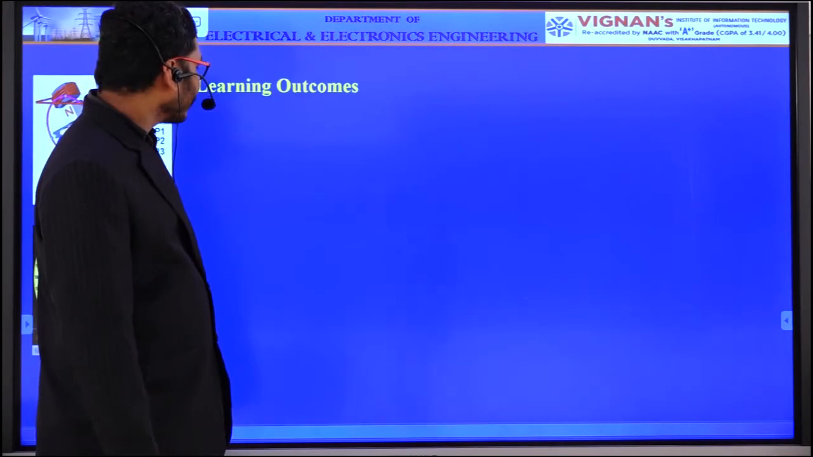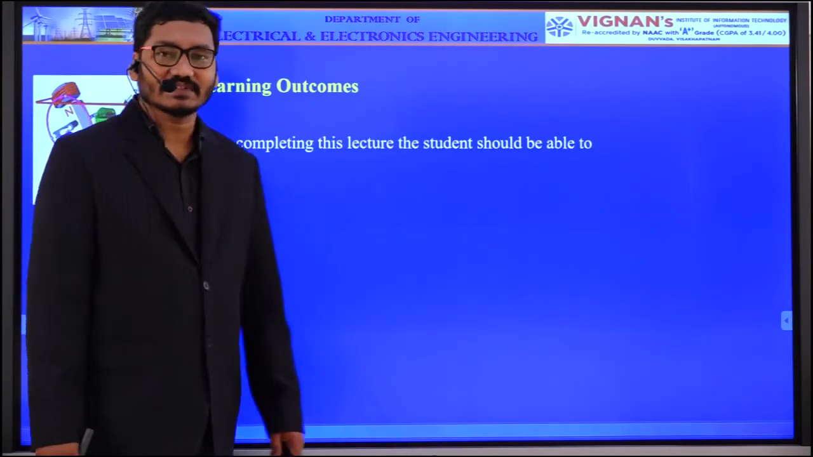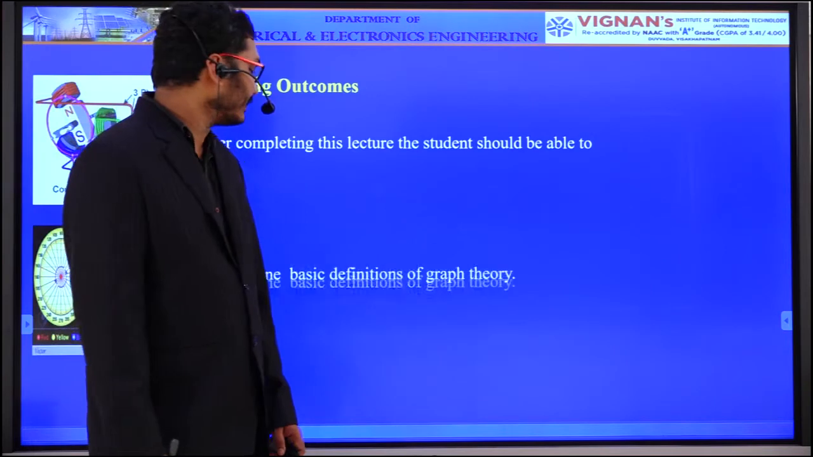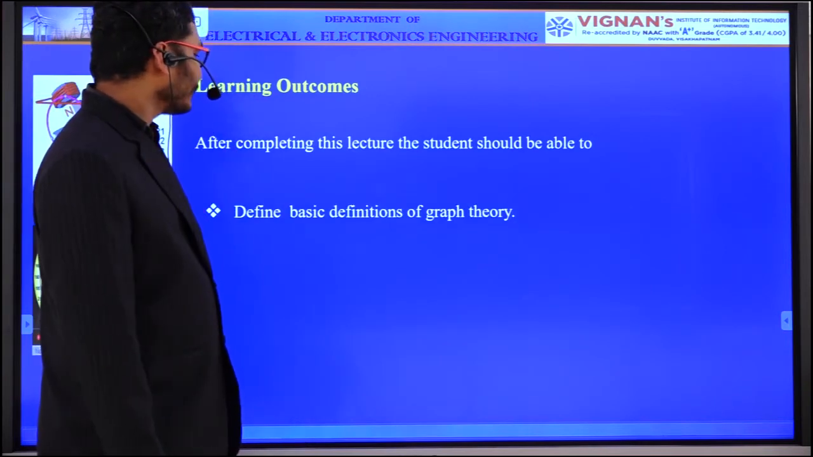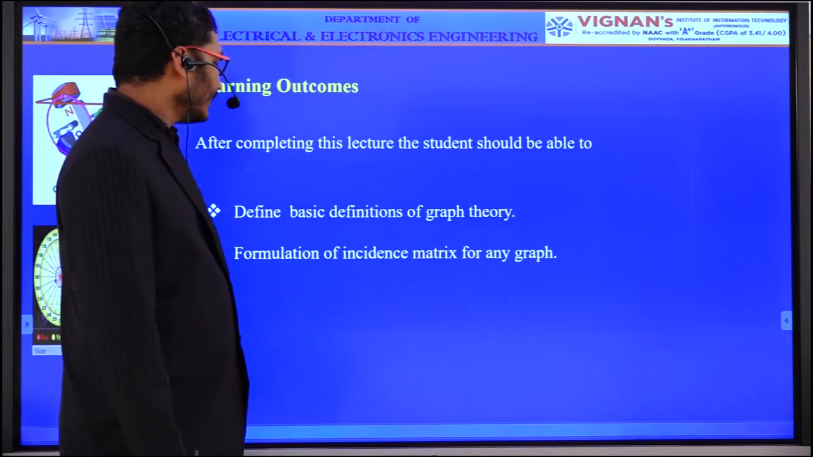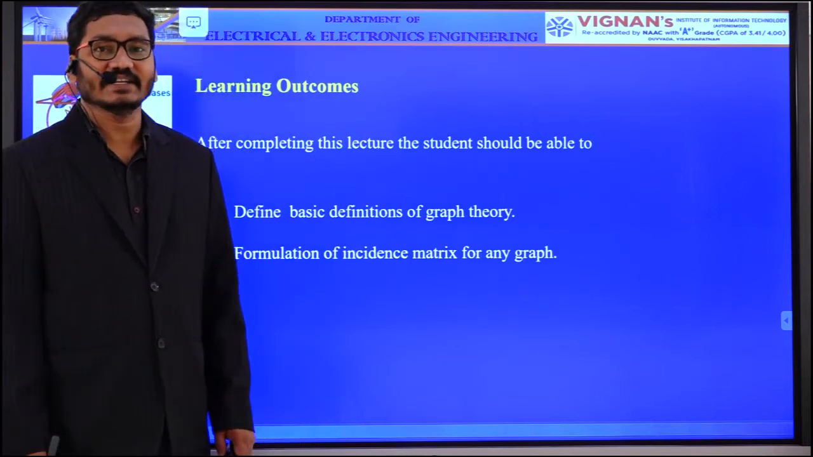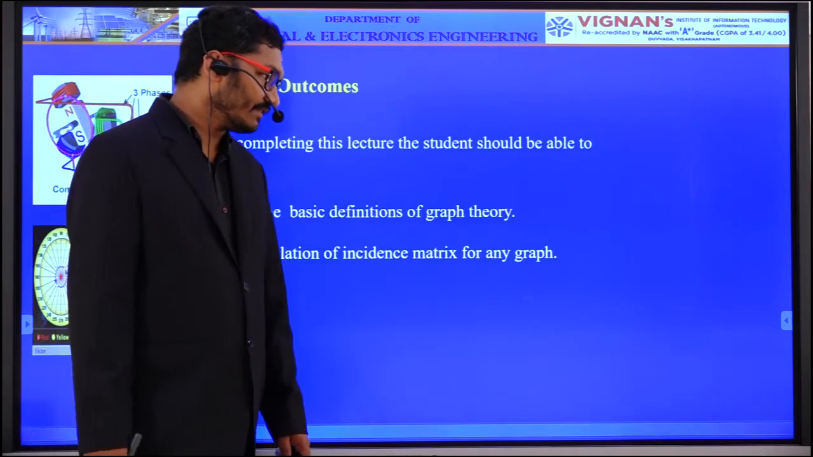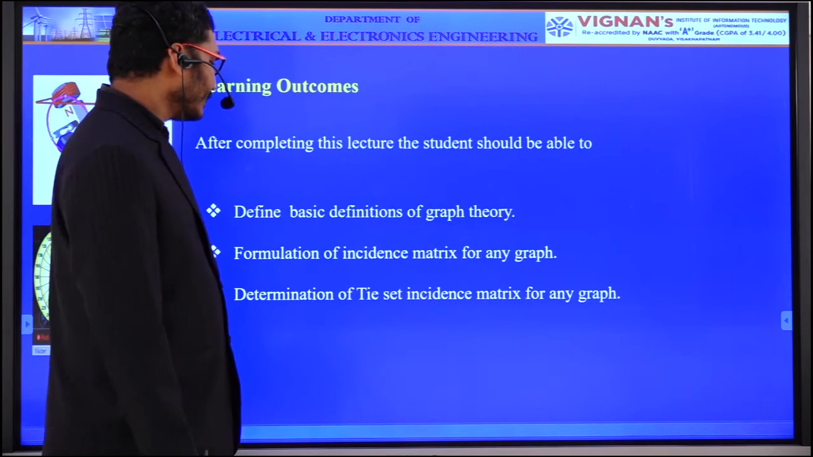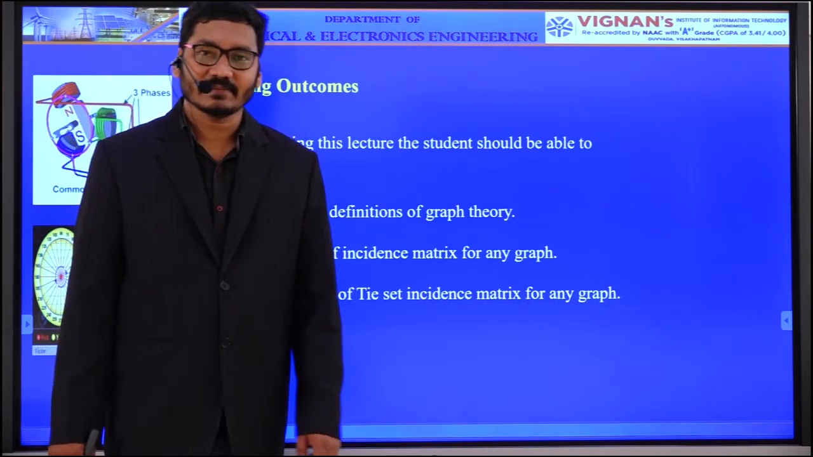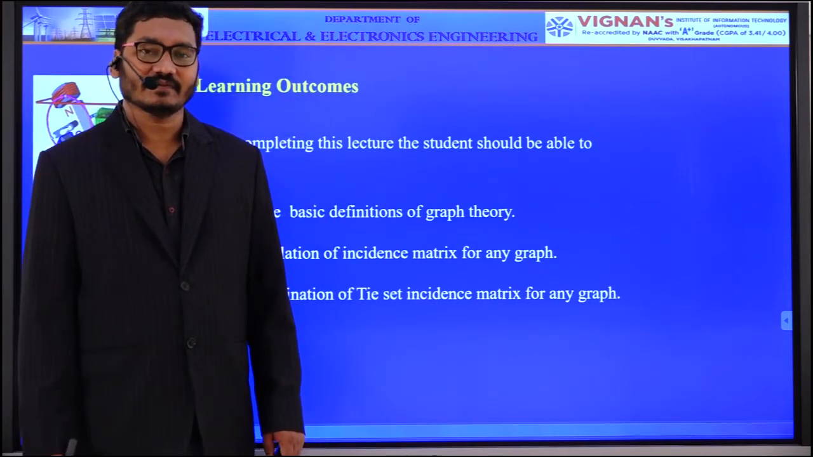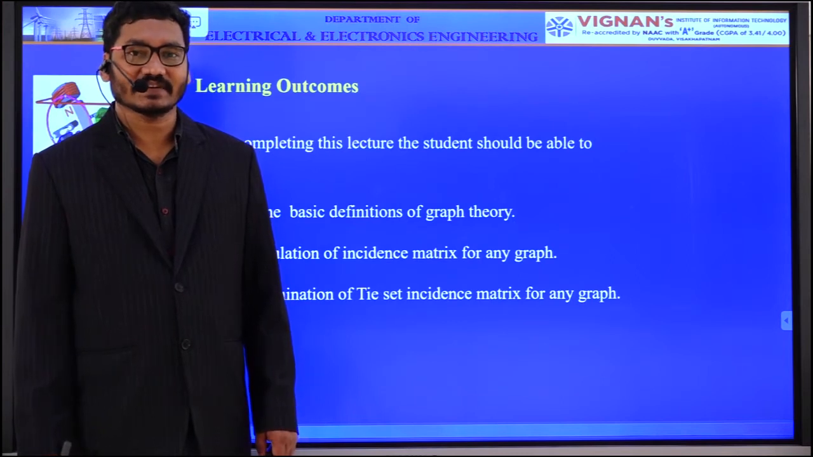So these are the learning outcomes. After completion of this lecture, you will be able to learn the basic definitions of graph theory, the formulation of the incidence matrix for any graph or network, the determination of the tie set matrix for any graph, and also the cut set matrix for any graph.